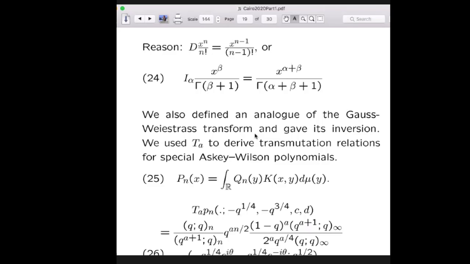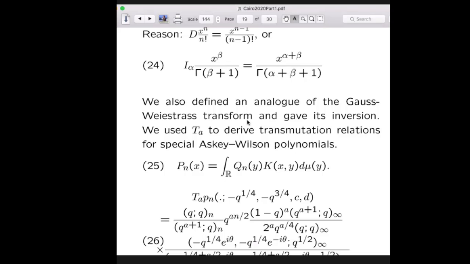Also, there is this Gauss-Weierstrass transform. We also found a q version of it, and we did the inversion of the operator. And so there are all kinds of technical results that I don't want to get into. But what's important, something conceptually important, is what's called transmutation relations. Okay, so let me remind you what these are.